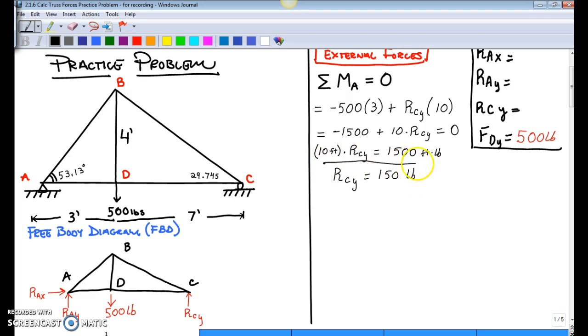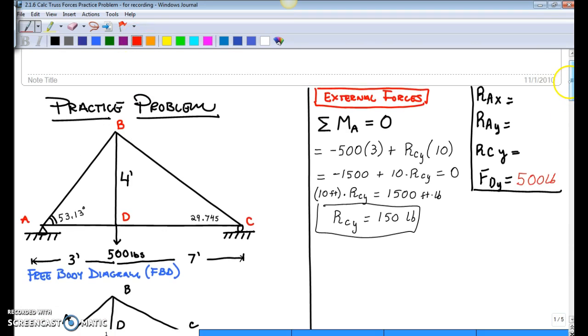So we have reaction force of C in the y direction. So I'm going to go right away and fill in my table. RCY is 150 pounds. I'll actually make that a little bit smaller.